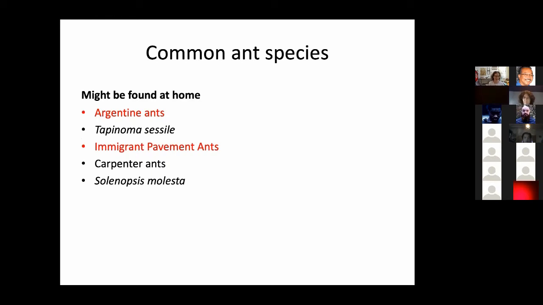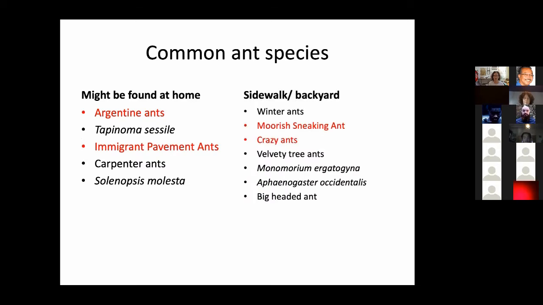Okay, so as I said, I divided the ants into 3 different groups. So some ants that you might find at home, like Argentine ants, like the odorous house ant, it's the second one here. The pavement ant sometimes could come inside. And a couple of others, and then some other ants, both these species, and in addition, some other species that you might find when you go out for a walk.